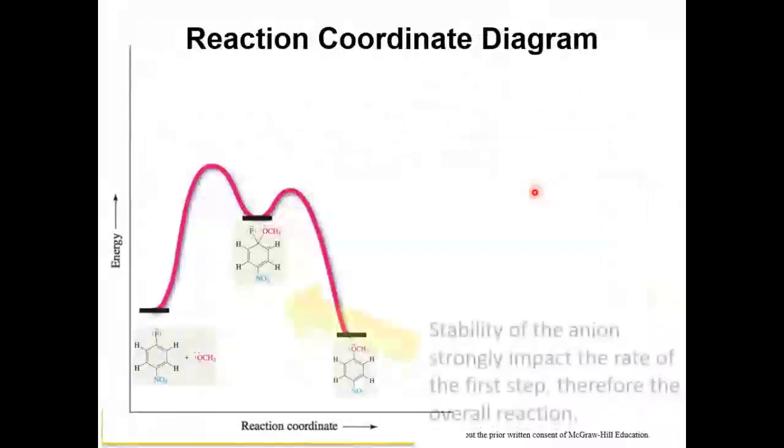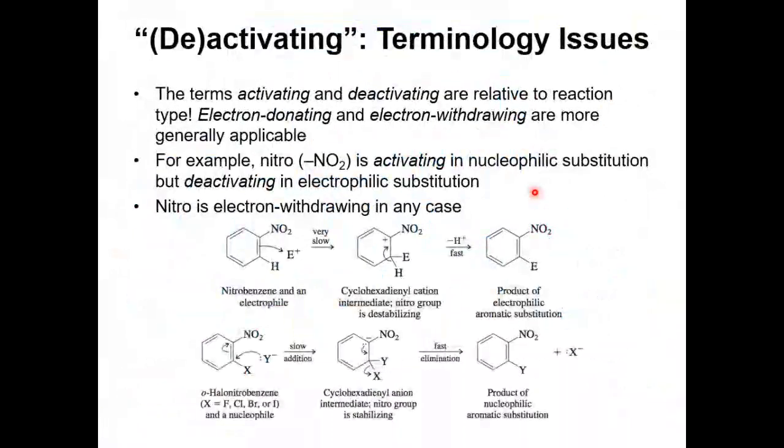So really, for a given substituent, whether it is activating or deactivating, you have to look at the nature of the reaction. If it's an electrophilic reaction, the nitro group will be deactivating. If it's a nucleophilic reaction, the nitro group will be activating. So it really depends on how the nitro group impacts the sigma complex stability. Because in an EAS reaction, the sigma complex has positive charge, so the nitro group will destabilize. But in a nucleophilic aromatic substitution reaction, the intermediate sigma complex has negative charge, and the nitro group will stabilize it.